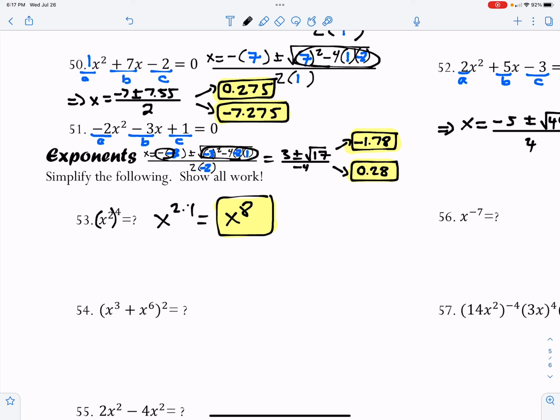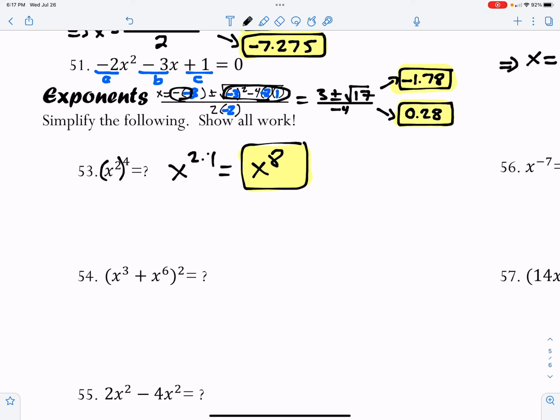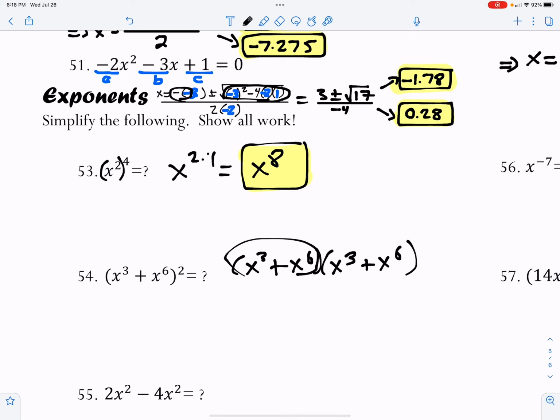Number 54. We have x to the 3rd plus x to the 6th, squared. So that's essentially x cubed plus x to the 6th times x cubed plus x to the 6th. So what we can do here, we can distribute it. There's a bunch of ways that you can do this. You can take each term here and distribute it to each term over here. Okay, that's one thing we could do.